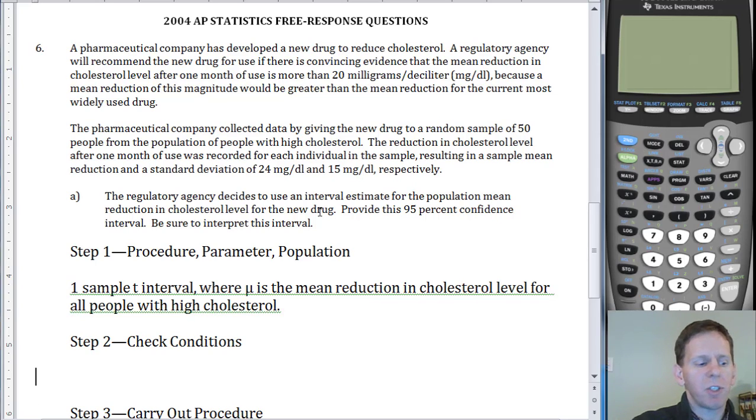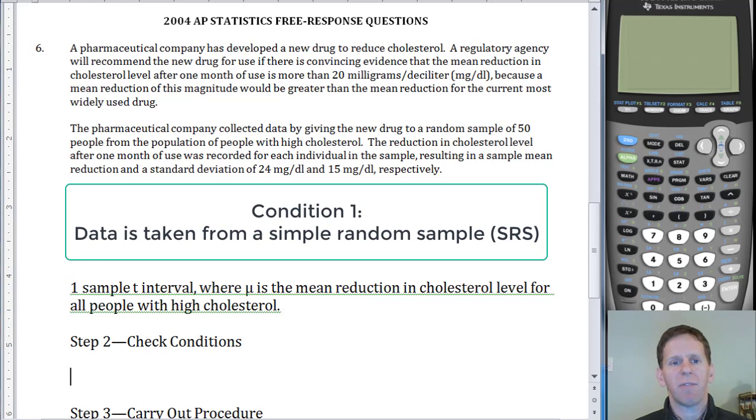We're going to use the same conditions that we did for the 1 sample Z interval. And the first condition we're going to check is to see if a random sample was taken. And in this circumstance, it does say in the problem, a random sample of 50 people from the population was taken. So our first condition is true, a random sample was taken.